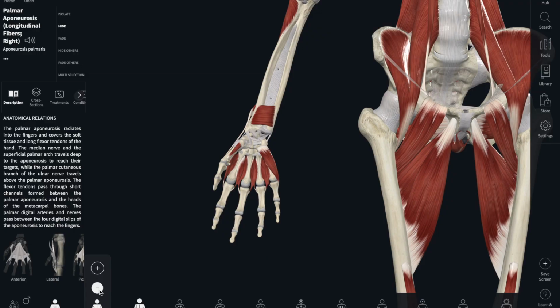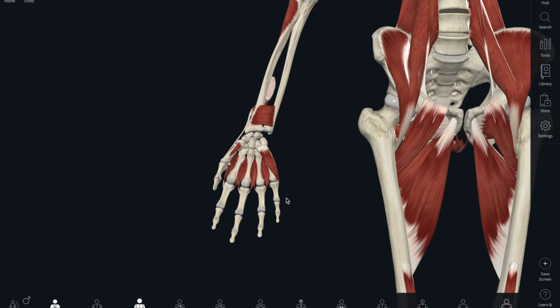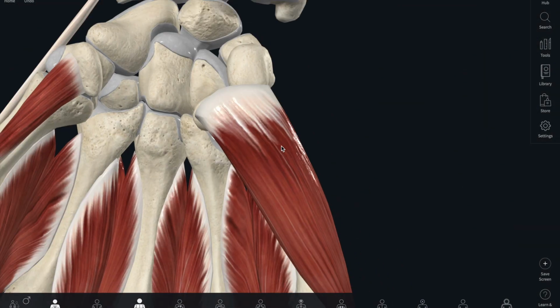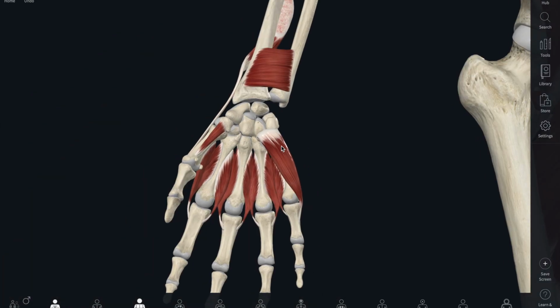Now, getting into muscles, I'll start off with the intrinsic muscles of the hand. These muscles originate and insert within the hand itself, allowing for fine motor control. Specifically, we can see small muscles along the metacarpals responsible for movements such as finger abduction, adduction, and precise flexion at the metacarpal joints. These muscles are especially important for activities requiring precision.